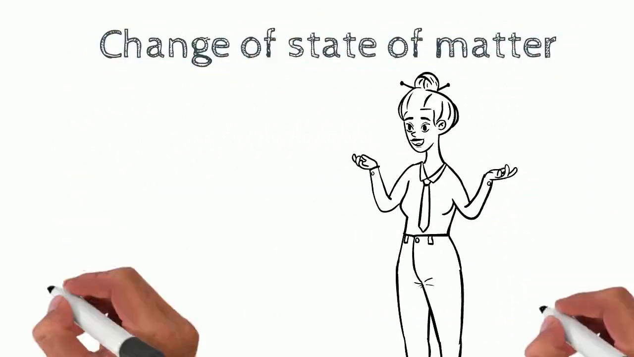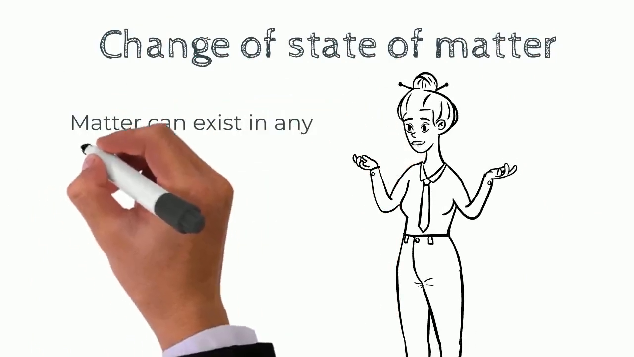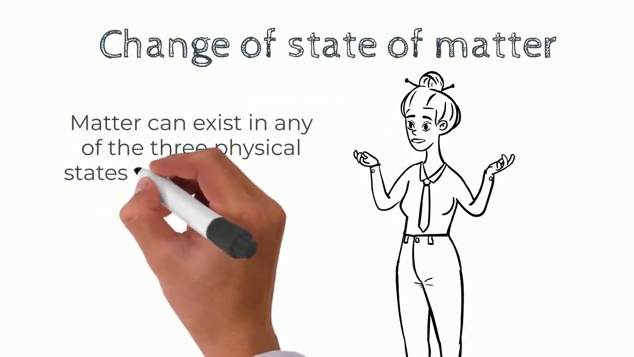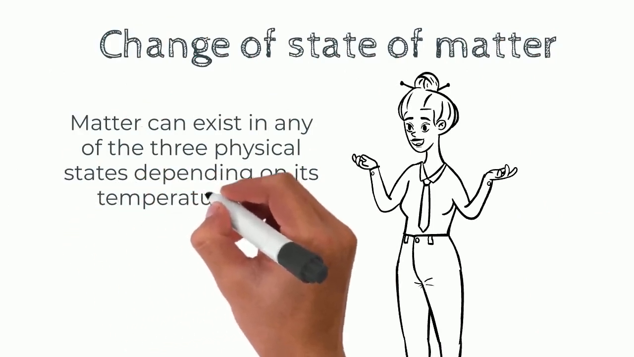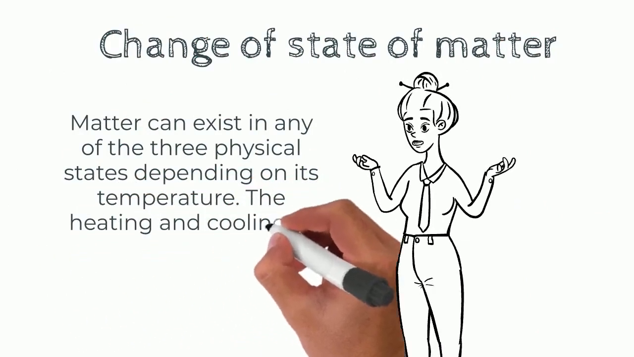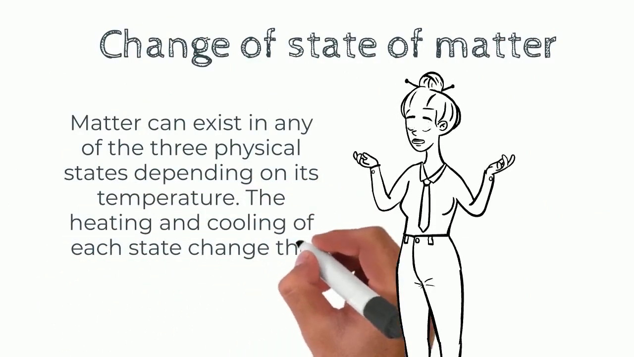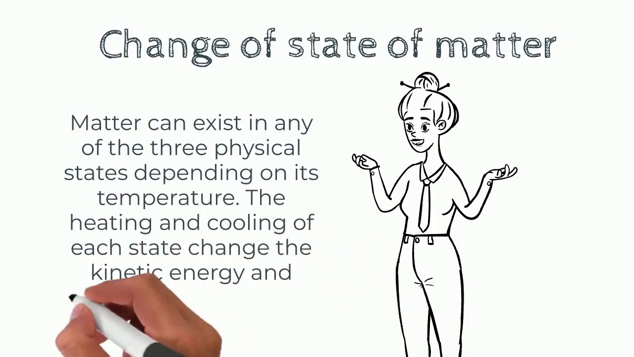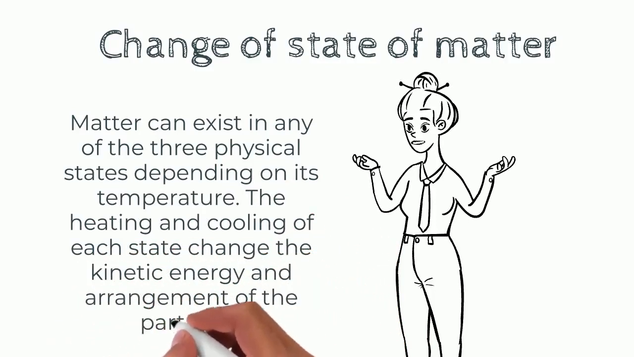How does matter change its state? Matter can exist in any of the three physical states, depending on its temperature. The heating and cooling of each state change the kinetic energy and the arrangement of the particles.